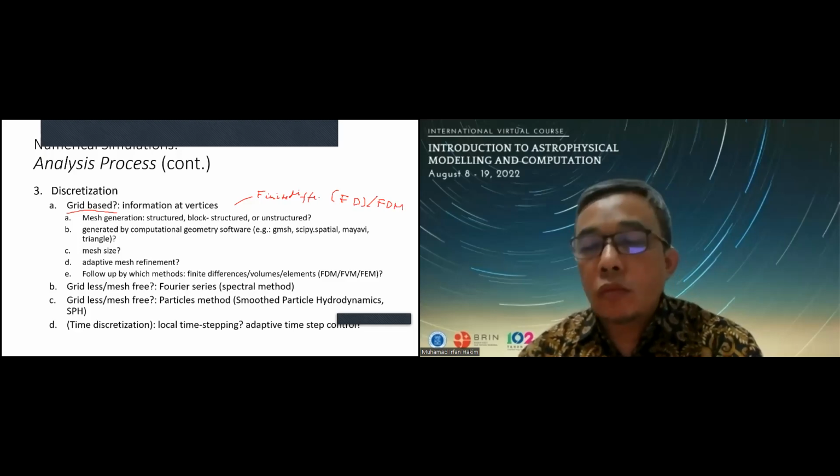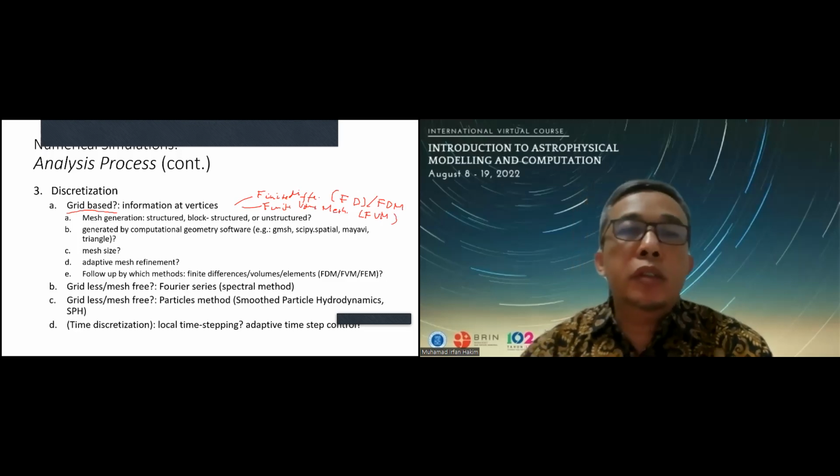And another is finite volume method, or FVM for short.